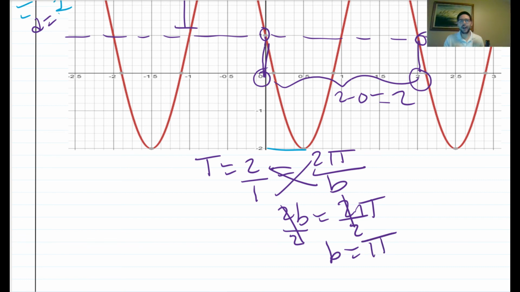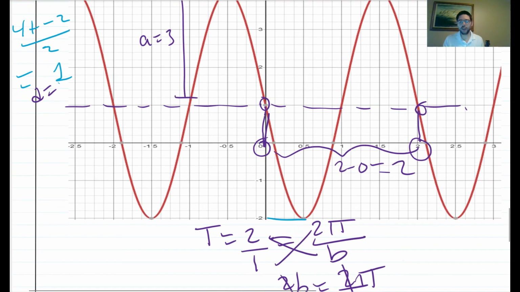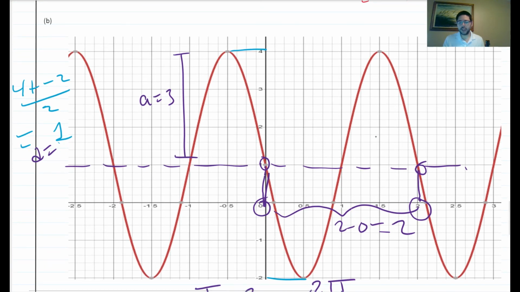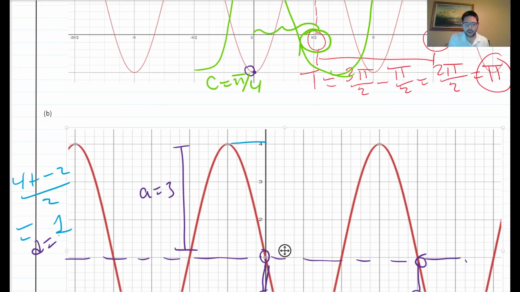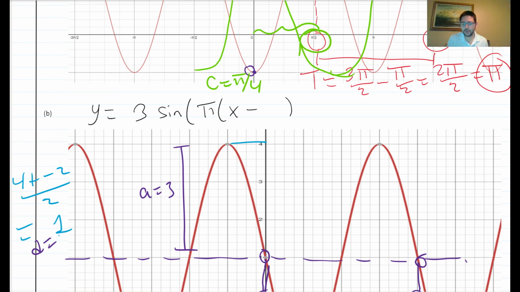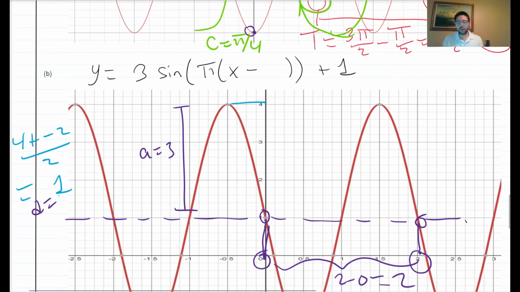All right, so b is pi, a is the amplitude, d is 1, amplitude is 3, and then we need to figure out our c, right? So what's the phase shift? So let me go ahead and write my sine equation first. So we have 3 sine b is pi. We need to figure out the c term, of course, and then plus 1. All right, so what's my c term?